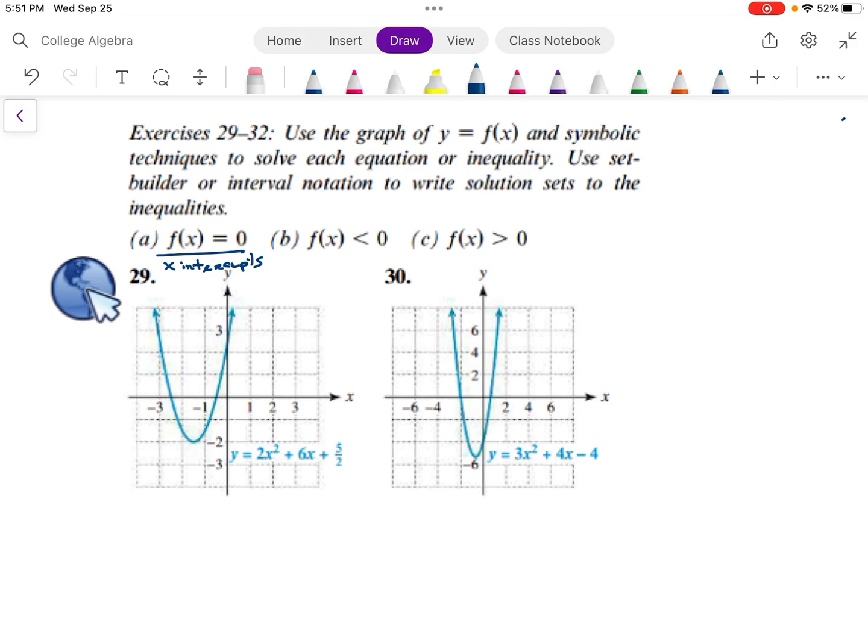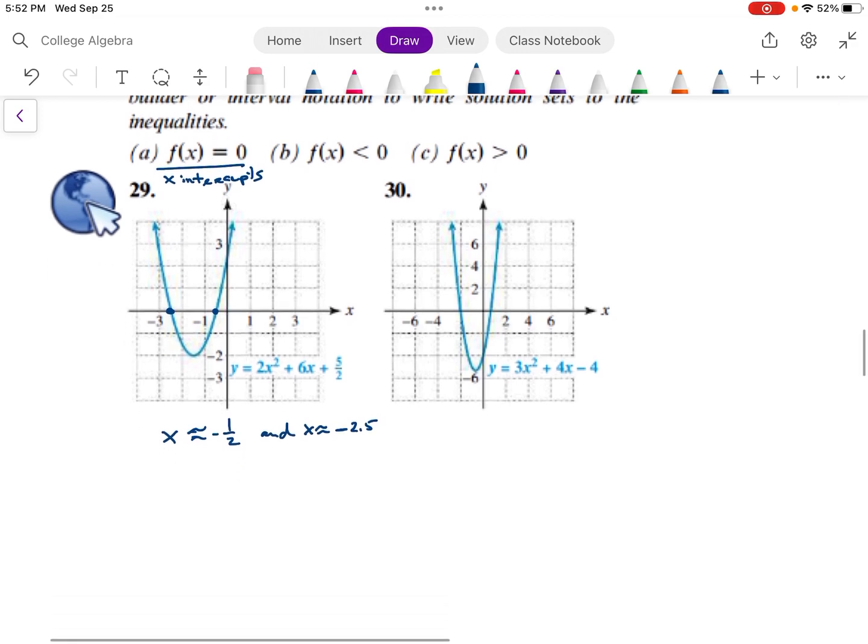When am I crossing the x-axis? As we look at it, it appears something about right here and something right about there. So we're looking at about x is approximately -1/2, and x is approximately -2.5. Now, if we really want to find out more precisely where that's going to be, then we'd use the quadratic formula, and then we can go through those and find them a little bit more exact.